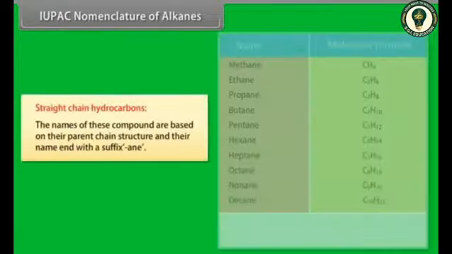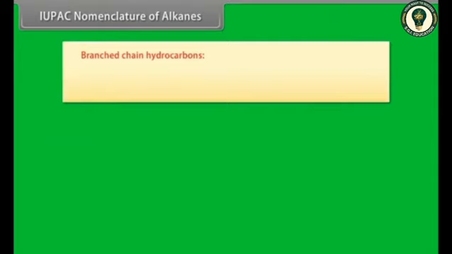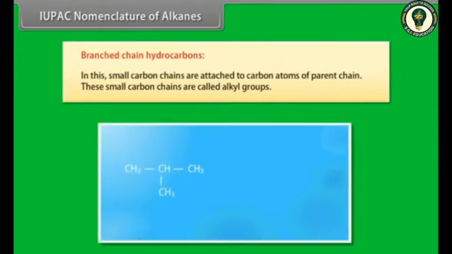IUPAC nomenclature of alkanes. Straight chain hydrocarbons. The names of these compounds are based on their parent chain structure, and their name ends with the suffix ane. Branched chain hydrocarbons. In this, small carbon chains are attached to carbon atoms of the parent chain. These small carbon chains are called alkyl groups.